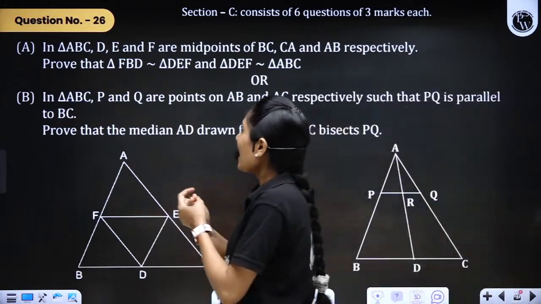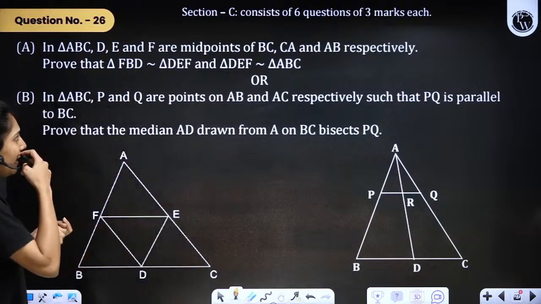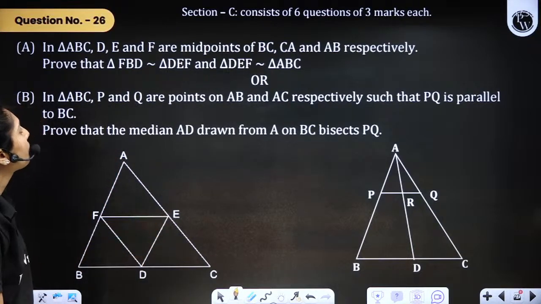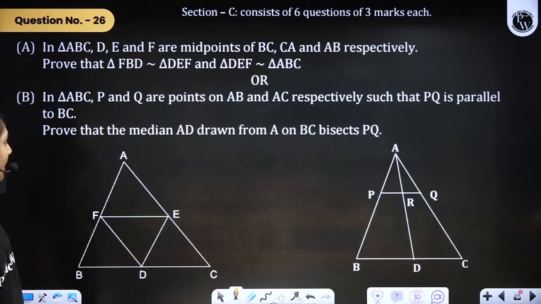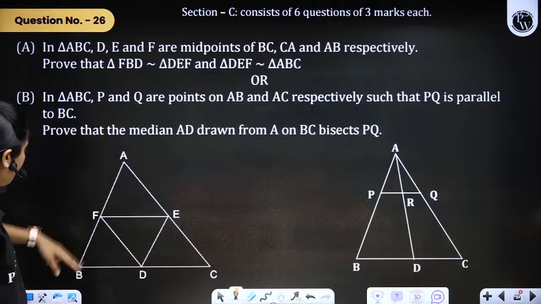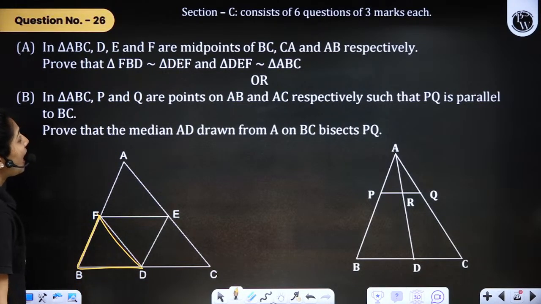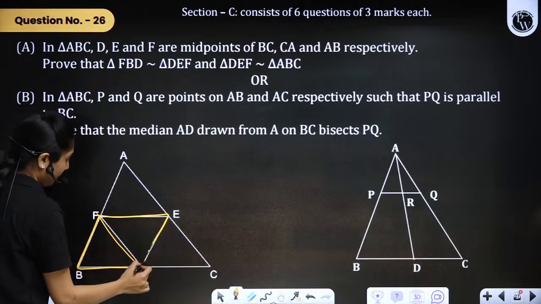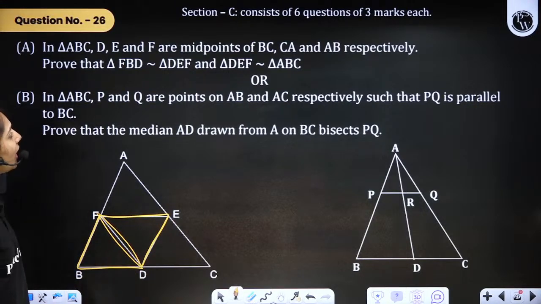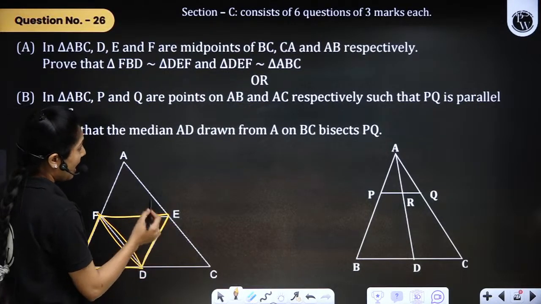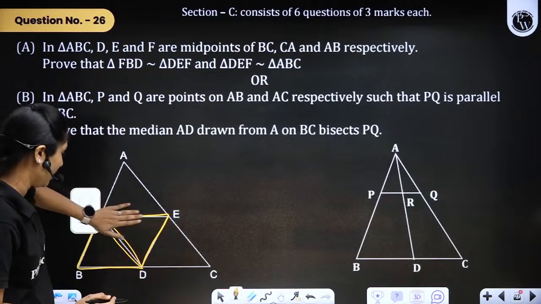Next is: in triangle ABC, D, E, F are the midpoints of BC, CA and AB respectively. Prove that FBD and DEF are similar, and DEF and ABC are similar.